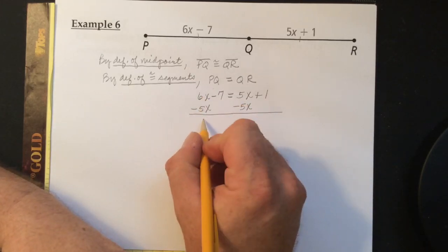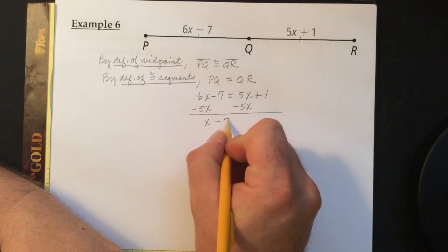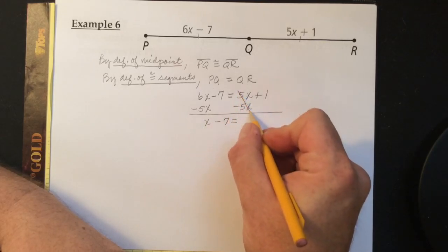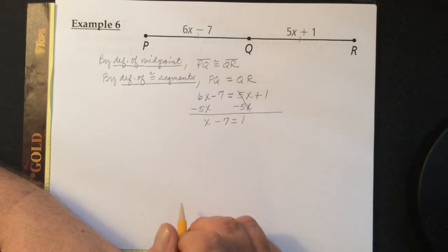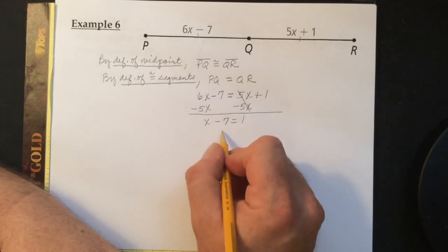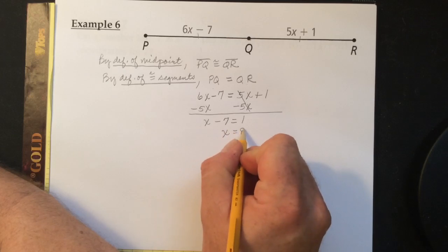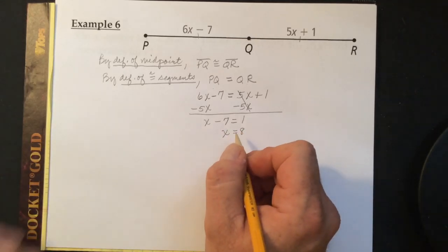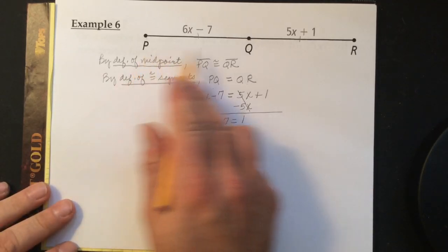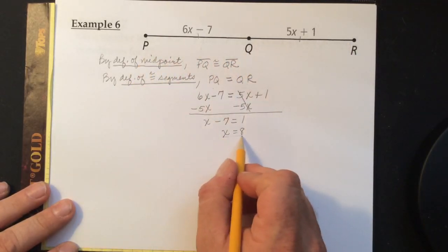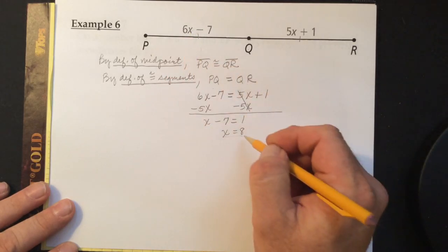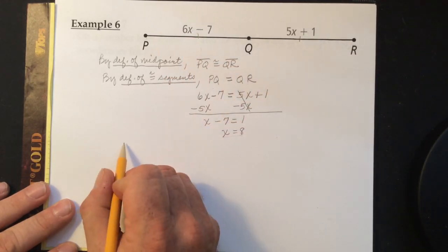6x minus 5x is 1x, or x, minus 7 equals 5x minus 5x gives us 0x, or 0, and then we have a 1 left. Then we add 7 to both sides, and x is equal to 8. Now the problem asks us to find the length of PQ, the length of QR, and the length of PR. So using the value for x, which is 8, we substitute it in.